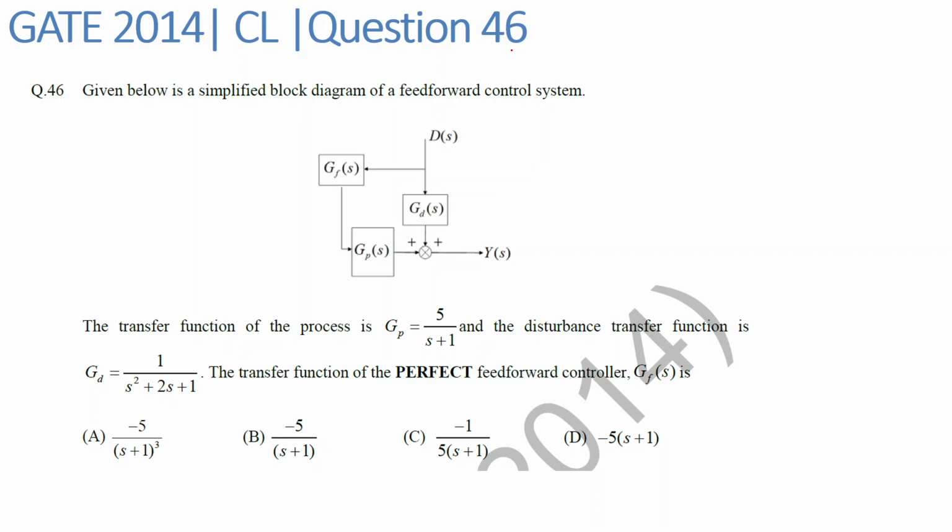We are solving question number 46 of GATE 2014 chemical engineering paper related to process control and instrumentation. And the question is, given below is a simplified block diagram of a feed-forward control system.